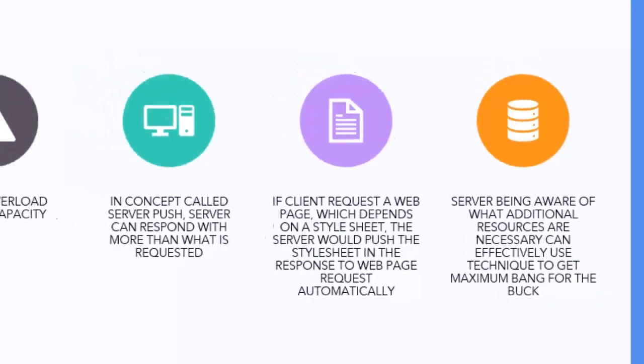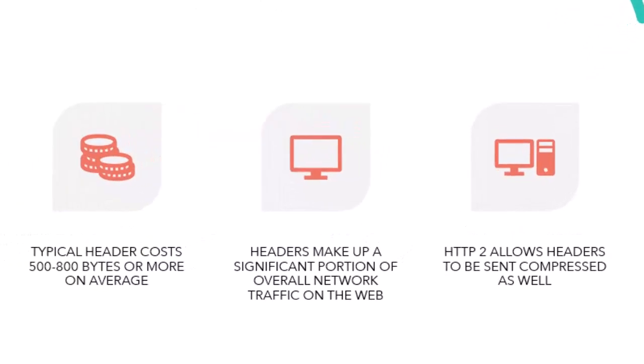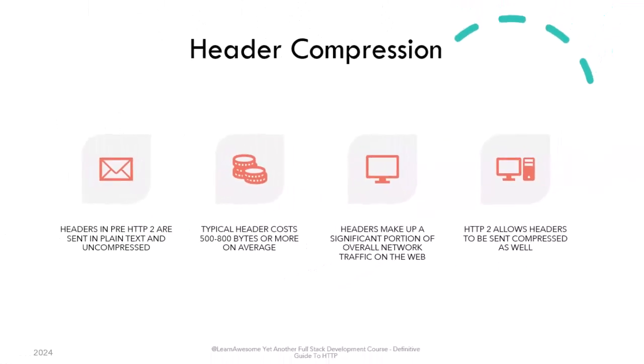The last great feature of HTTP2 is header compression. A typical header has around 500 to 800 bytes, and headers silently make up a significant portion of overall network traffic on the web. Pre-HTTP2 only allowed the body to be compressed, but headers were transmitted in plain text. HTTP2 allows header compression as well, and I'll avoid the temptation to explain how, as it's not important right now.